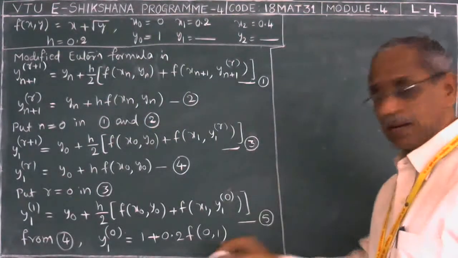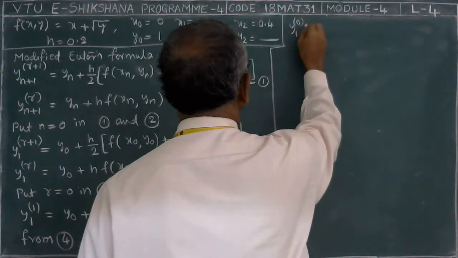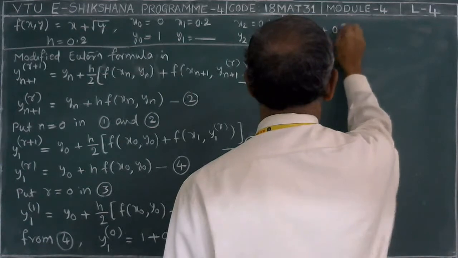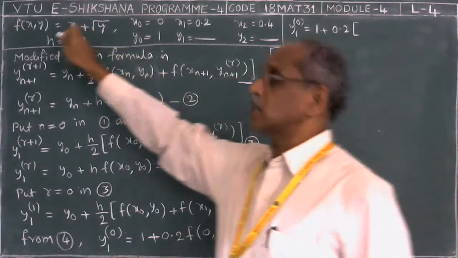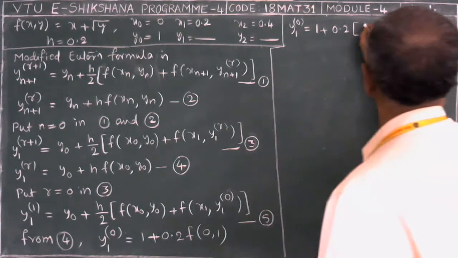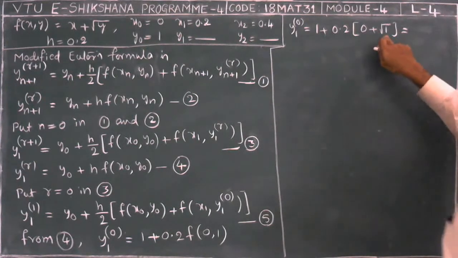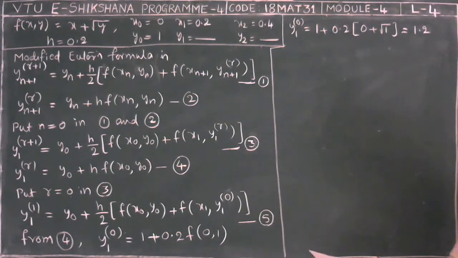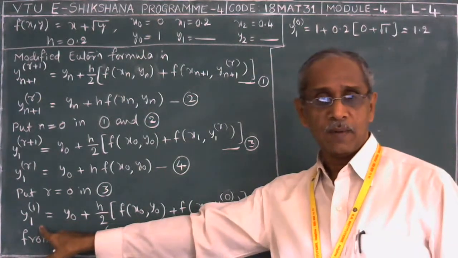Now let me write the definition for this f of 0 comma 1. So y1 0 is equal to 1 plus 0.2 into f of x comma y is x plus root y. f of 0 comma 1 is 0 plus square root of 1. So this is 1, so y1 0 is 1.2. Okay. Now substitute this y1 0 here and compute y1 1.